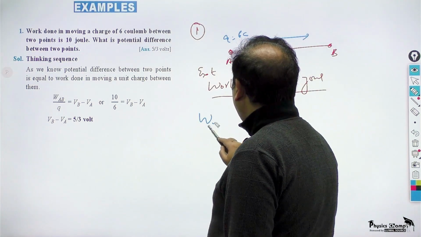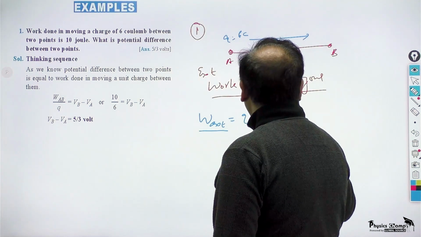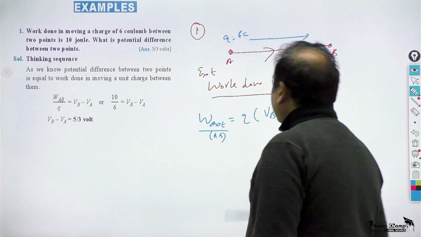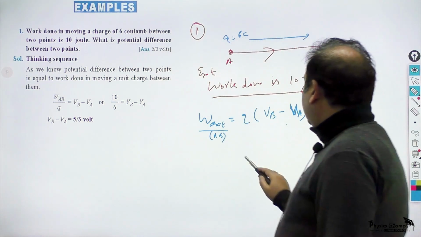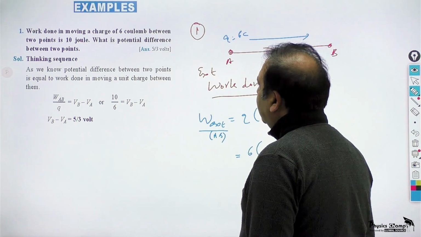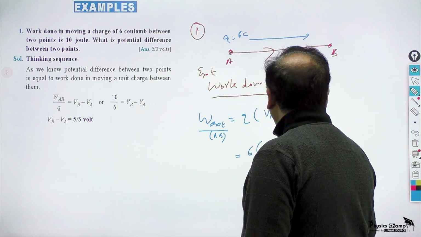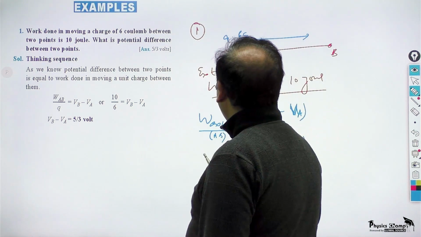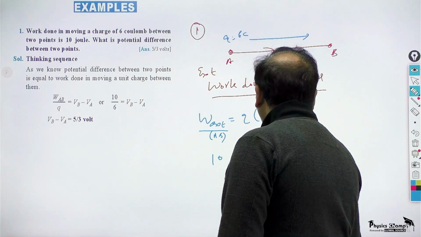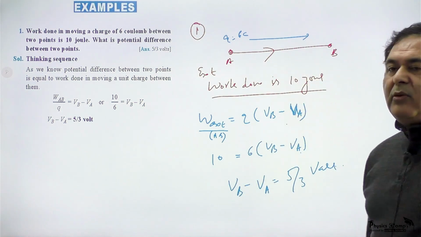So we know the external work done in moving a charge from A to B will be Q into (VB minus VA). Now Q is 6 coulomb, and the work done by the external force is 10 joule. We are asked for the potential difference, so it would come out to be 5 by 3 volt. So this is question number 1 for you.